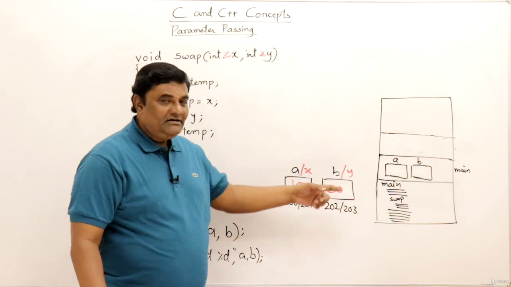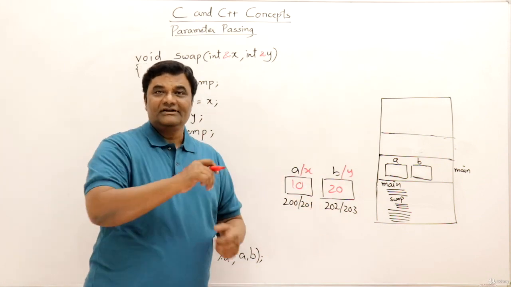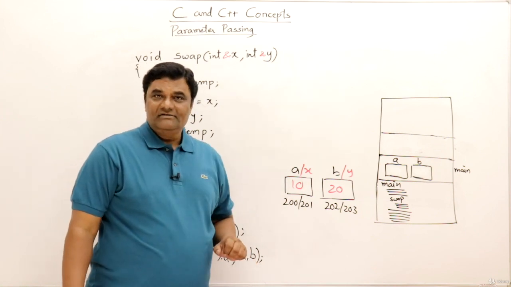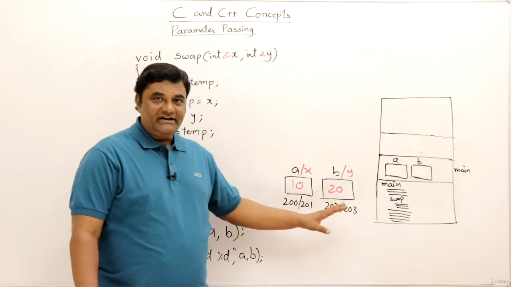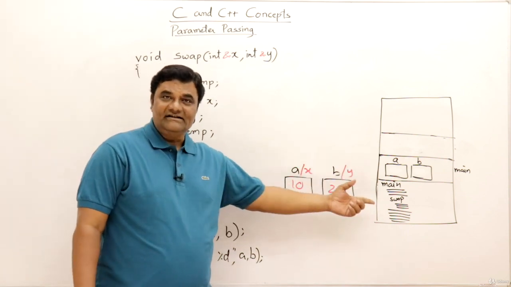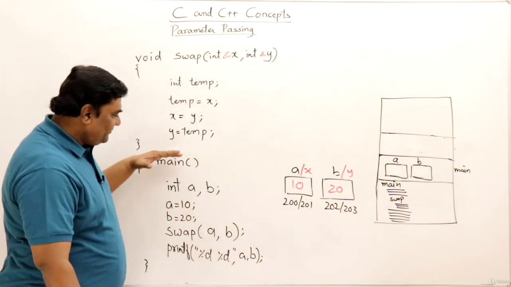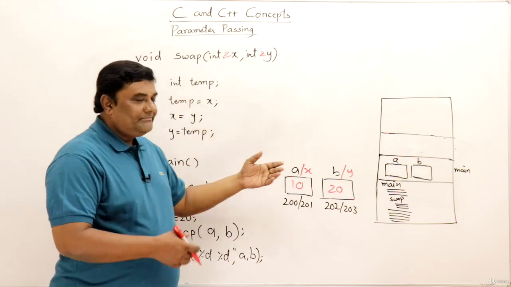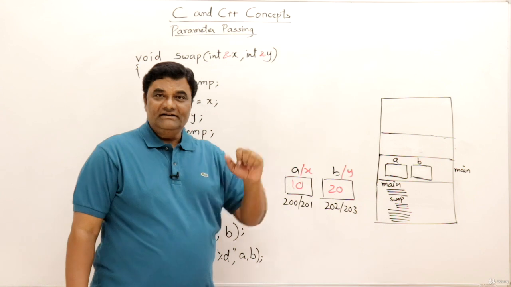So does it take any memory? References don't take any memory. To an existing variable, another name is given. So that doesn't take any extra memory. So these 4 bytes, 2 bytes for integer, 2 bytes for integer, same 2 bytes. So these 2 bytes are called X and those 2 bytes are called Y. See, these variables actually belong to main function. Main is calling them A and B and swap function is calling them X and Y. So swap is calling them with another name.